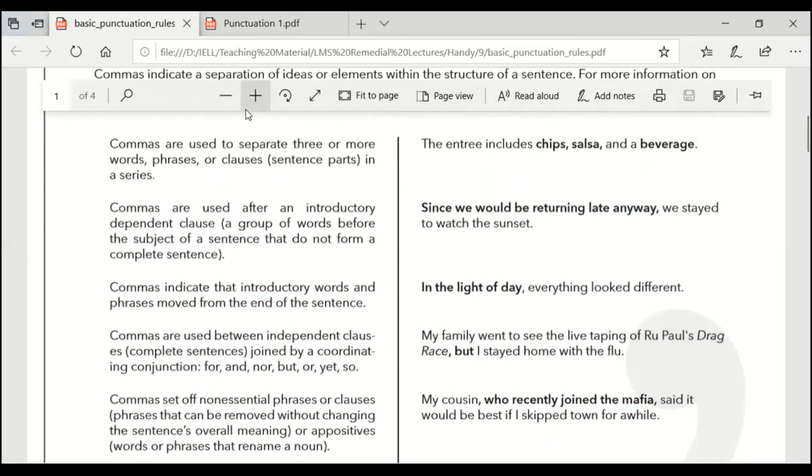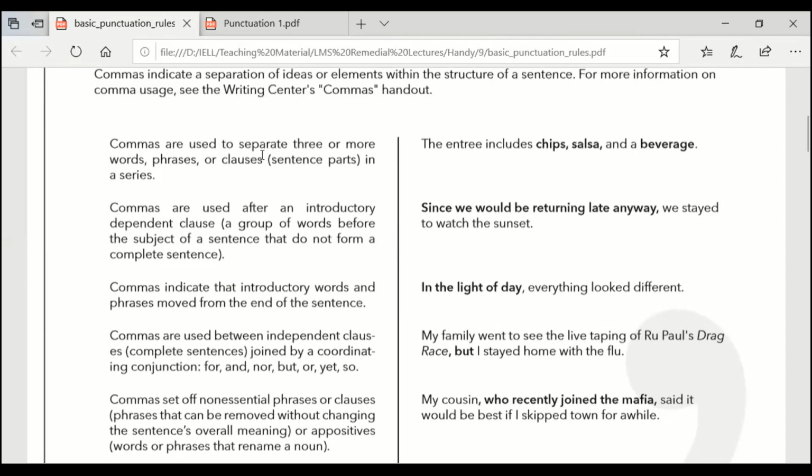So the first use of comma is commas are used to separate three or more words, phrases, or clauses, like the sentence parts in a series. We've already talked about phrases and clauses. Now we should concentrate on the use of comma. Okay, so we use comma in a sentence where we have to separate three or more ideas or words. But why three? Why not one or more? Okay, because when we have one word, we don't need a comma.